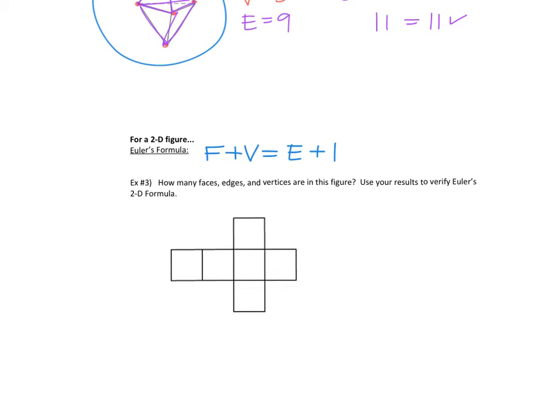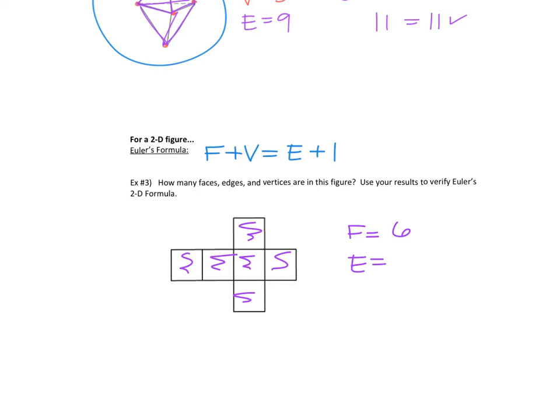All right. So here's what we do with this. It's the same question. How many faces, edges, and vertices are in the figure? And then use Euler's 2D formula to verify. So in this figure, how many faces do you have? There are 6. 1, 2, 3, 4, 5, 6. Okay, so 6 faces. How many edges do you have?